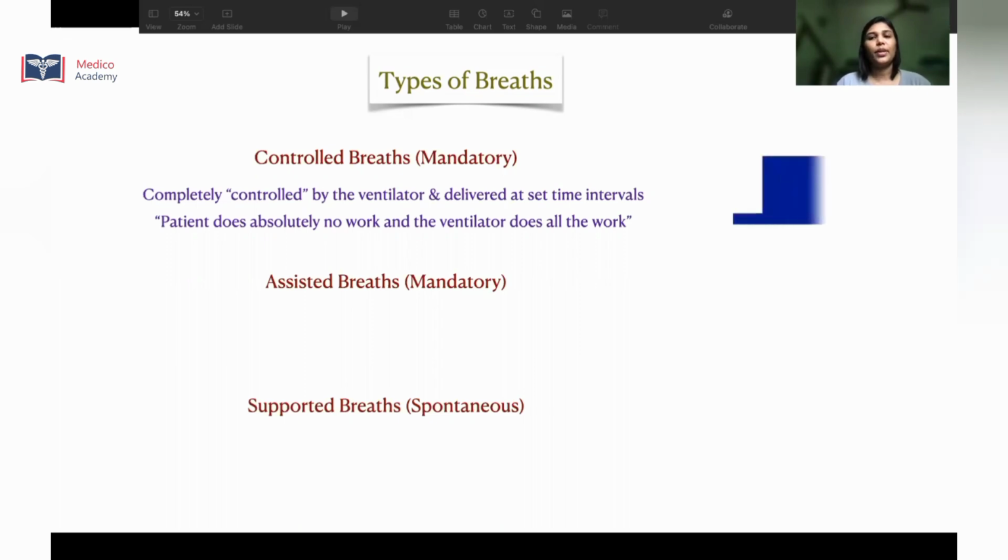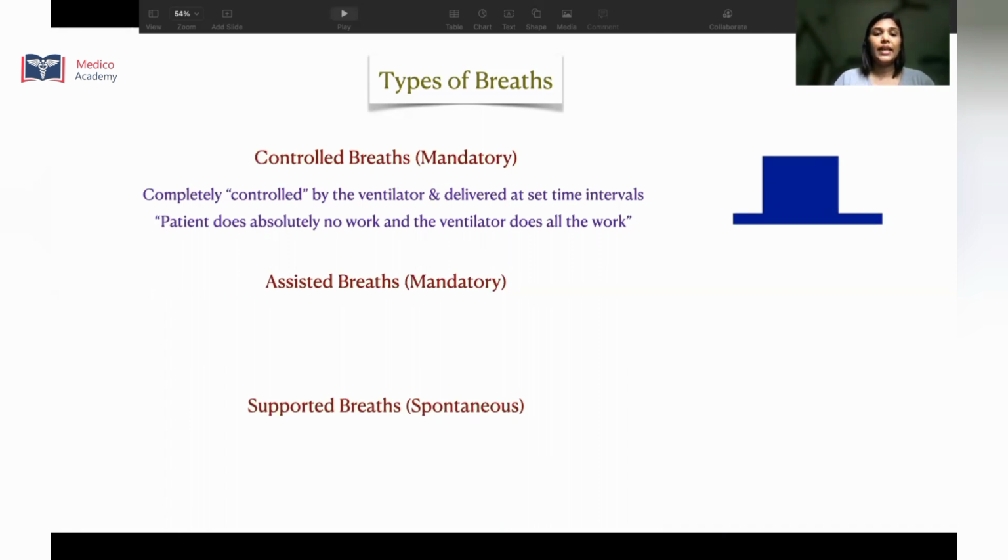So this is a simple pressure time graph where pressure is on the vertical axis and time on the horizontal axis. You can see that it is a controlled breath that is delivered by the ventilator, where the ventilator decides when to deliver the breath, at what pressure or what volume or what flow the breath is to be delivered, and what the inspiratory time is. It's under the complete control of the ventilator. So that's a controlled breath.